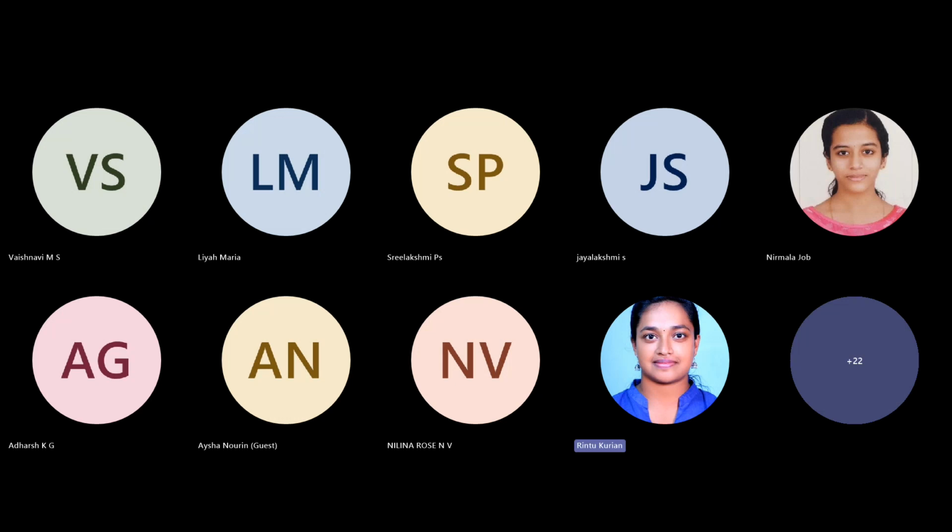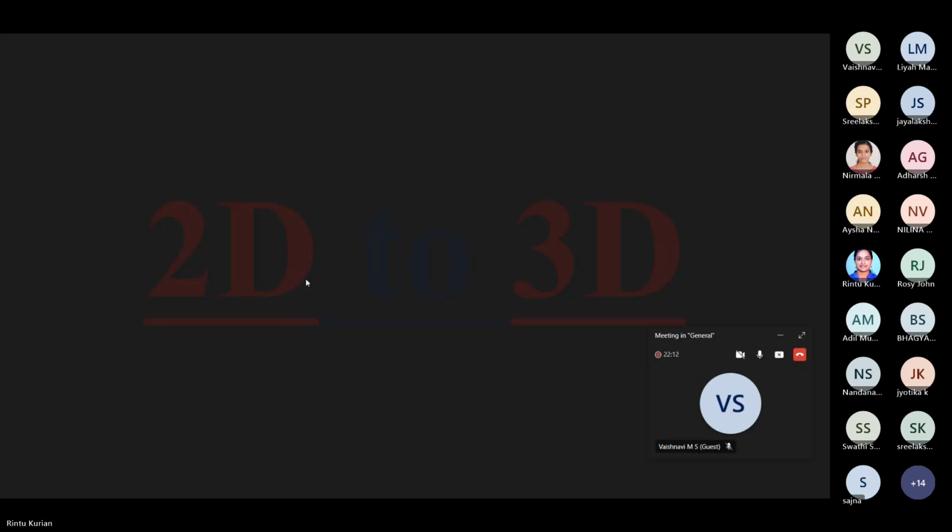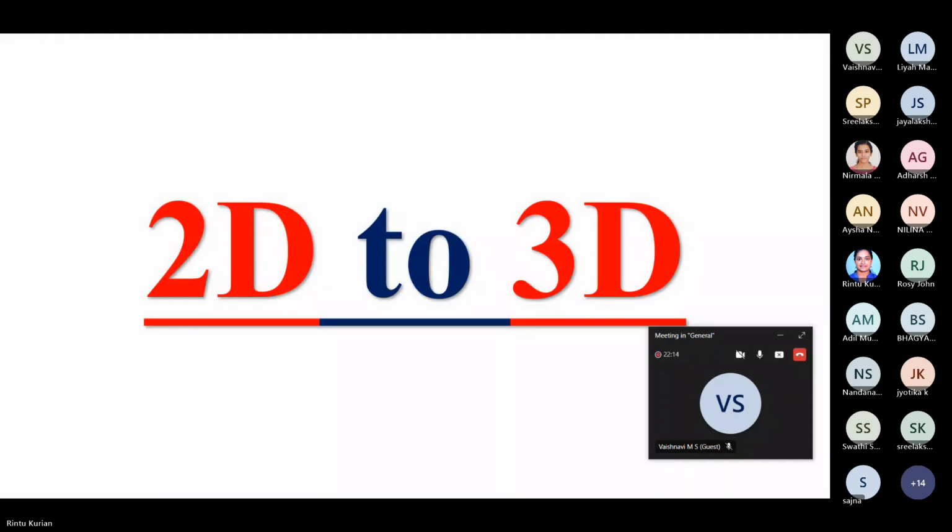Now for the first part, I'll be sharing my screen. And once my screen is visible, just let me know. And if I'm not audible, you may let me know. Inform me if my screen is visible to you. Yes, ma'am. Okay. Now today the topic we'll be discussing is how to convert a 2D drawing to 3D.